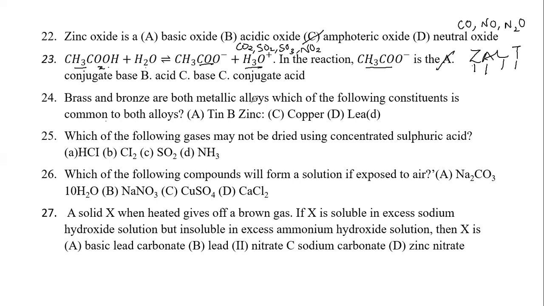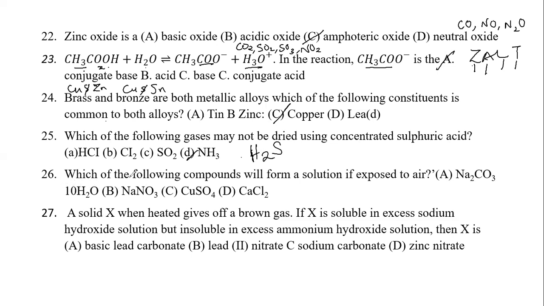Brass and bronze are both metallic alloys. Which of the following constituents is common to both of them? Now, you remember that brass is made from copper and zinc, while bronze is made of copper and tin. So, the one that is common to both of them is copper. Which of the following gases may not be dried using concentrated sulfuric acid? Now, that is ammonia. Ammonia and H2S, hydrogen sulfide, cannot be dried using sulfuric acid. Please put that to mind.